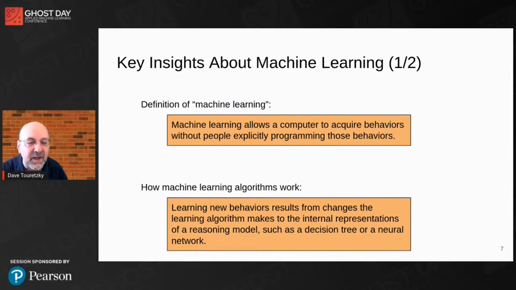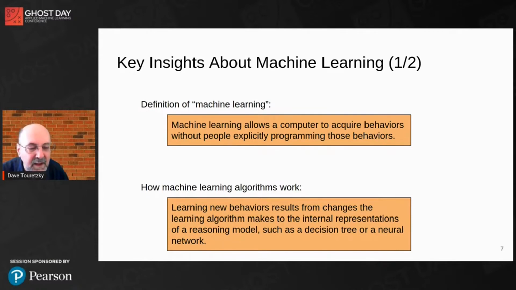First is just the definition of machine learning, and this is a common definition, just reworded a little bit from the version you usually see in the literature. But the idea is that machine learning allows a computer to acquire behaviors without people explicitly programming those behaviors. So that's pretty close to everybody's textbook definition of machine learning.